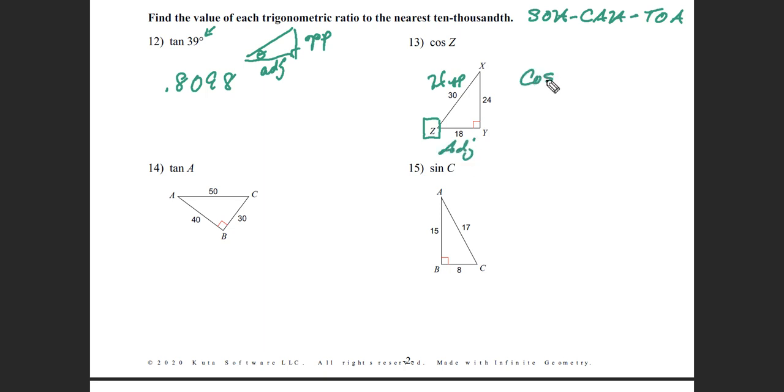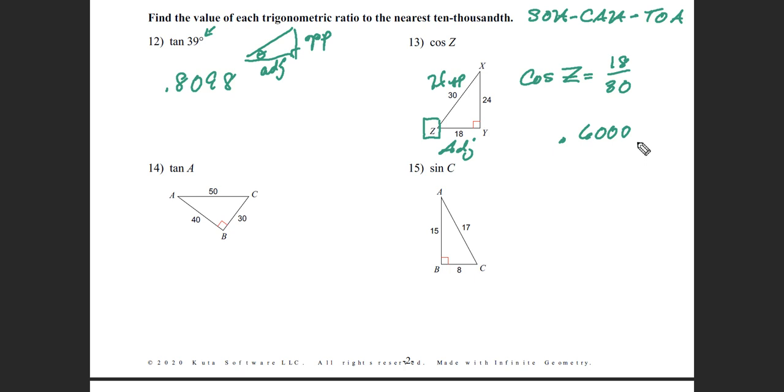So cosine of Z is adjacent over hypotenuse. And this does say round to the nearest 10,000th. So that means if we're not simplifying this fraction, we're just going to type that thing into our calculator, and that's what it would be to the nearest 10,000th.